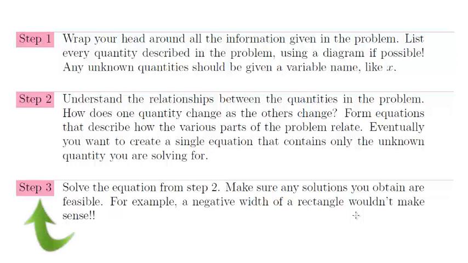And step 3, solve the equation from step 2. Make sure any solutions you obtain are feasible. Check your answers. For instance, if you get a negative width, you'd cross that off because you can't have rectangles with negative widths, etc.